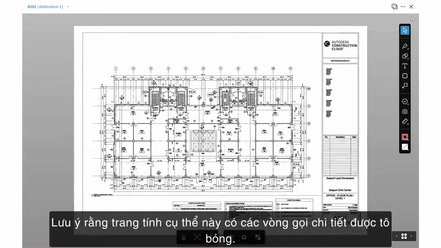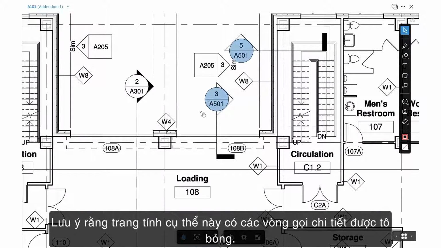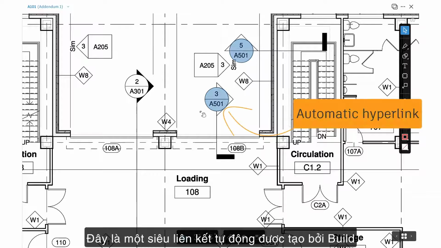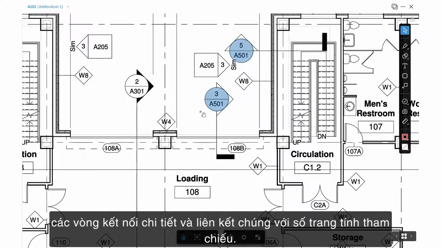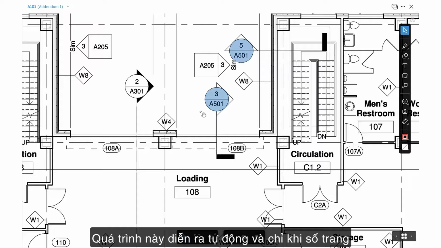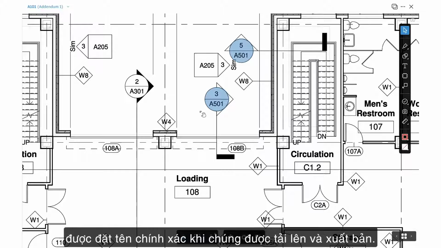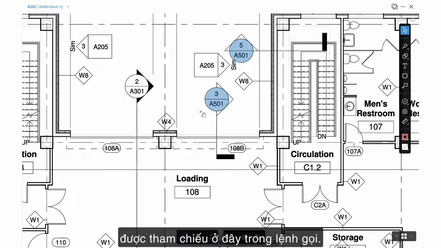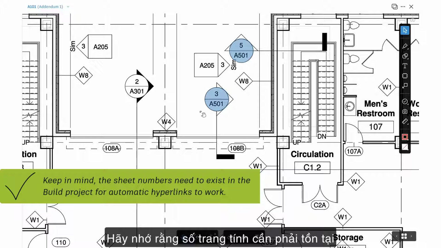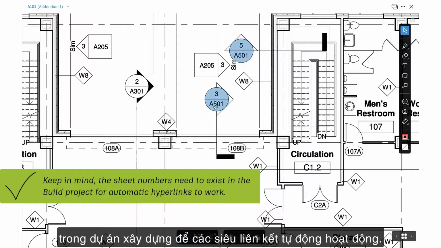Notice that this particular sheet has detail callouts that are shaded in. This is an automatic hyperlink created by Build when the sheets were being processed. Build essentially detected the detail callout circles and linked them to the referenced sheet number. This process happens automatically if and only if the sheet numbers were named correctly when they were uploaded and published. The sheet numbers in Build must match the sheet numbers referenced here in the callout. Keep in mind, the sheet numbers need to exist in the Build project for automatic hyperlinks to work.